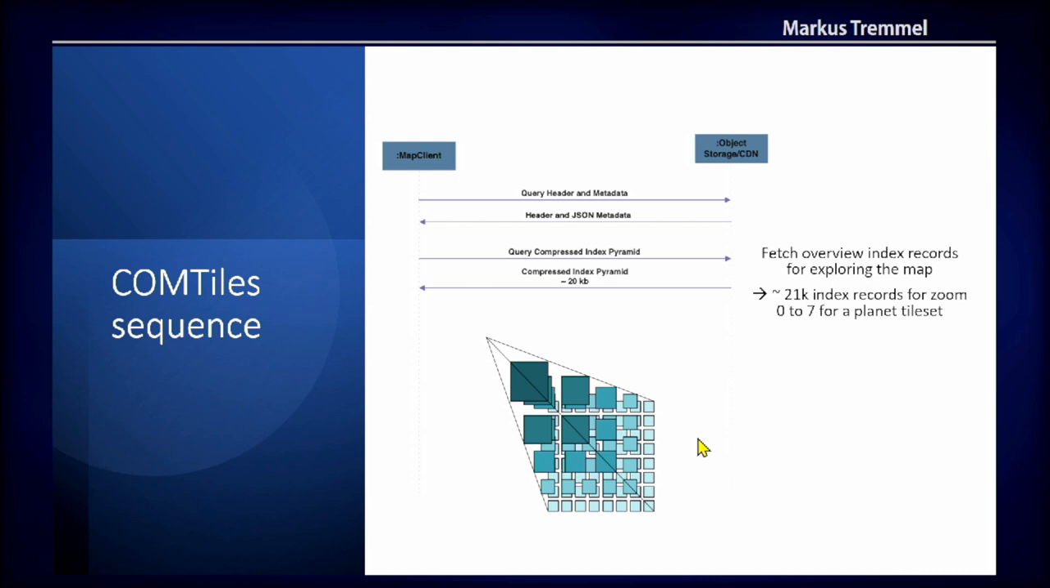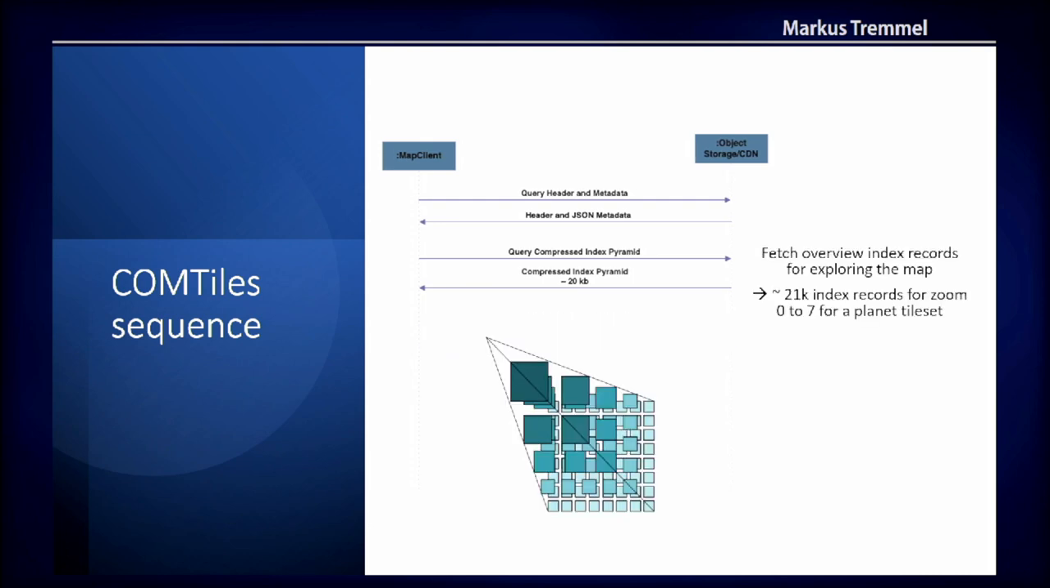Then the next step is, and there I put in most of the time and tried different approaches, how to design the index to be very efficient. So the goal is to have as few requests as possible, to have this map, Sleepy Maps user experience. So what happened is I chose the compressed index pyramid, which has about 20 kilobytes in size. And with that index pyramid, you're getting all tiles for zoom level 0 to 7, which are around about 21,000 index records, with which you can then access the actual tiles.